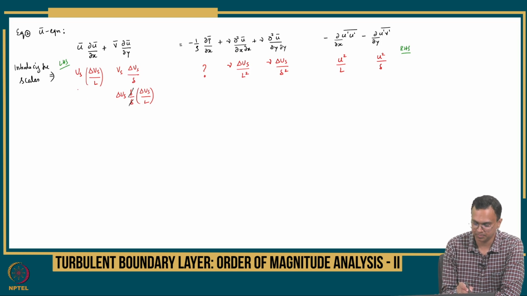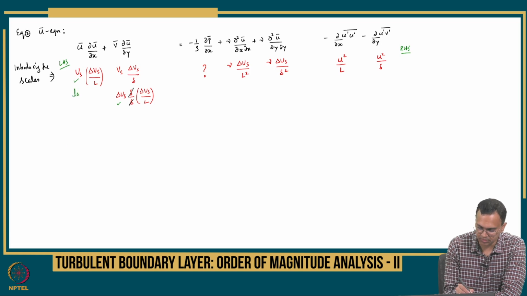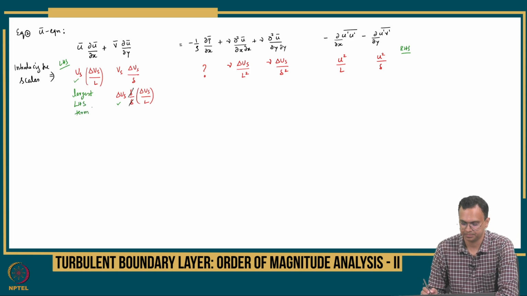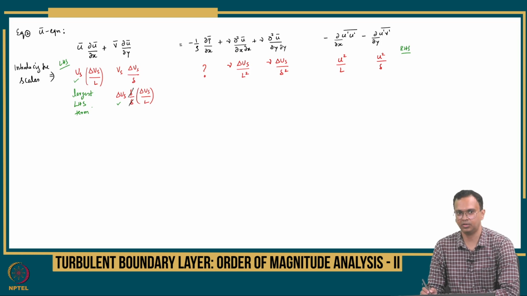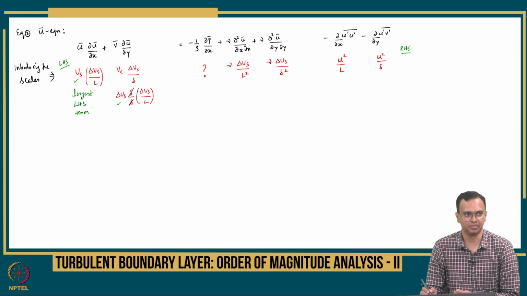So which is the largest term? Obviously Us is an order of magnitude larger than delta Us, so this particular term is the largest term on the left hand side. This is the largest LHS term, the first term. Because of this, I would like to know which term will balance this particular term. Is this clear? Why the first term is the largest left hand side term? Because Us is an order of magnitude larger than delta Us.